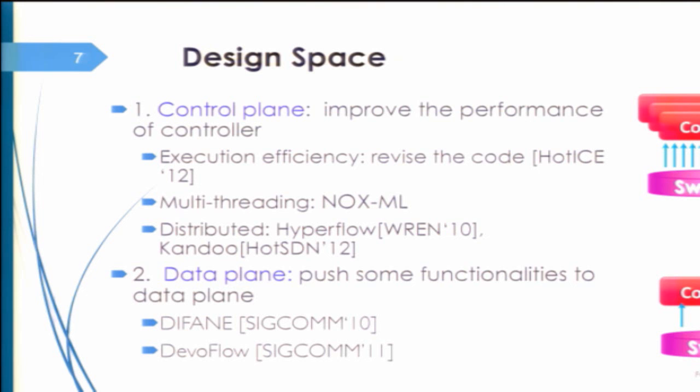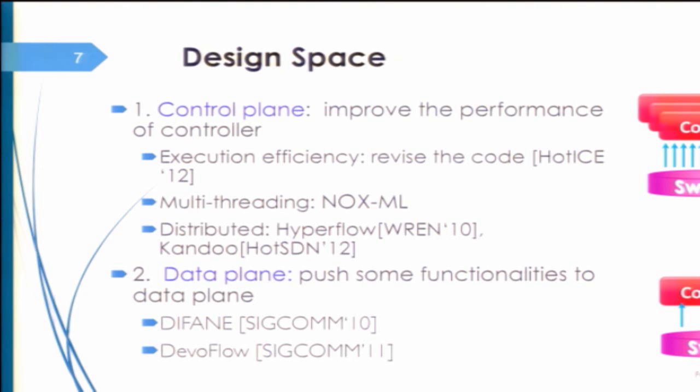We can first give some design spaces. We can approach this problem from two opposite directions. One direction is a straightforward approach. That is, we solve the problem within the control plane. Since the controller is a bottleneck, we can improve the performance of the controller from different directions.